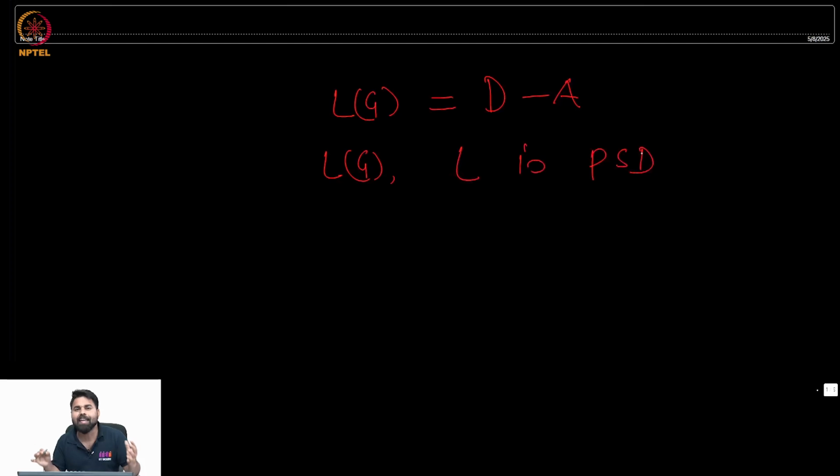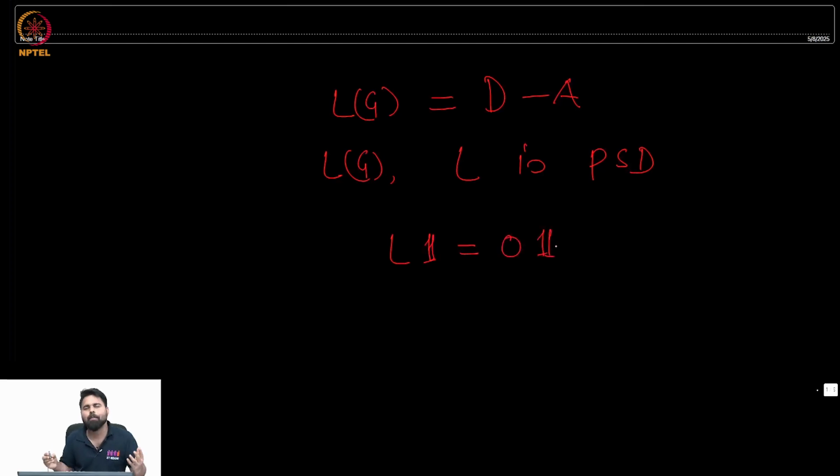That means all the eigenvalues of L are always non-negative. And there was one more important thing: 0 will always be an eigenvalue. Why is it so? If you see the structure of L, on the diagonal there are degrees, and off the diagonal the entry is -1 whenever two vertices i and j have an edge between them, otherwise 0. So if you add all the entries of a row, it will give you 0. That means the all-ones vector is an eigenvector corresponding to the 0 eigenvalue.